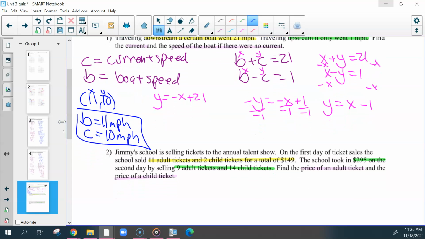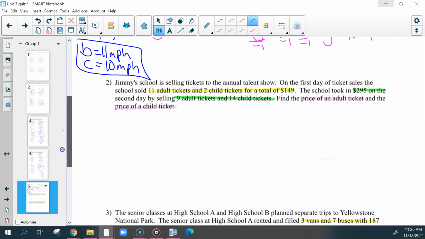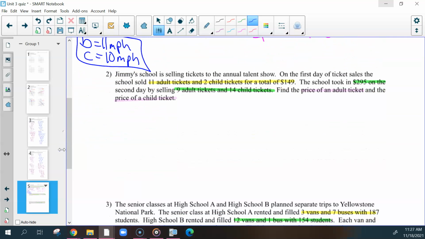For the other ones, I'm just going to set up variables, equation, and then tell you what the answers are. That way you have more time to take your test. For number 2, the two things it's asking us are to find the price of an adult ticket and the price of a child ticket. So those would be your two variables, call them A and C, X and Y, does not matter. So this would be price of adult ticket and price of child ticket.